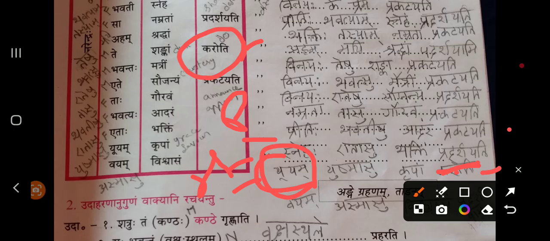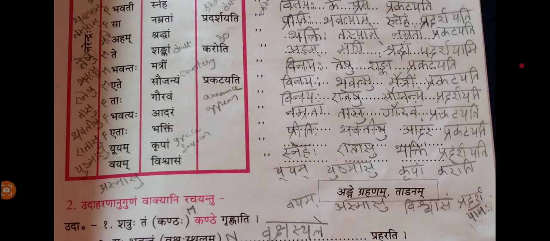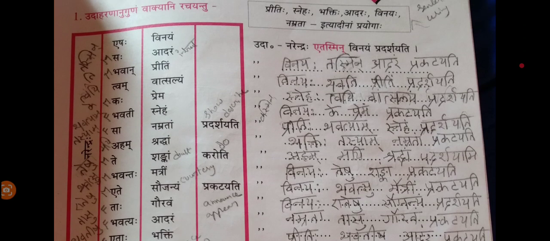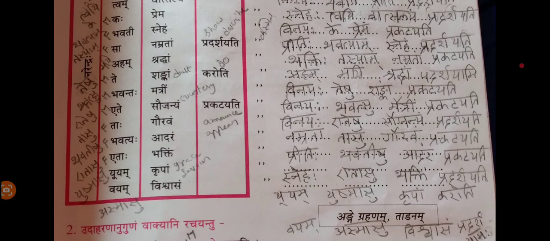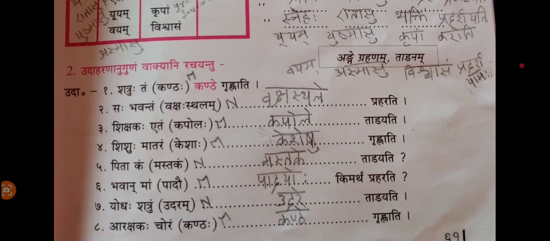Here the plural form of Madhyama Purusha will come. Go and check and fill it. So this is what this exercise is about. These kinds of sentences, nearly 15 sentences, you need to fill. So moving forward.